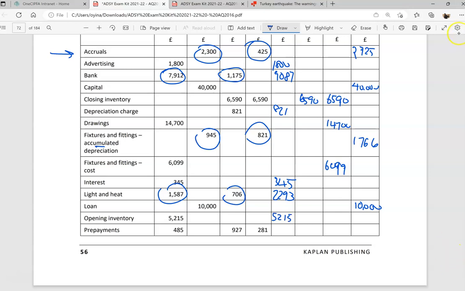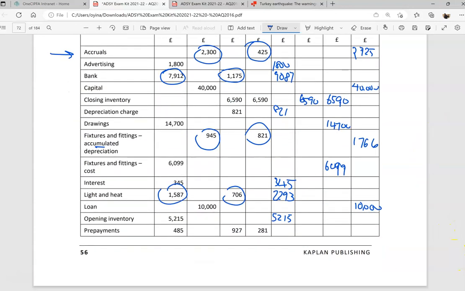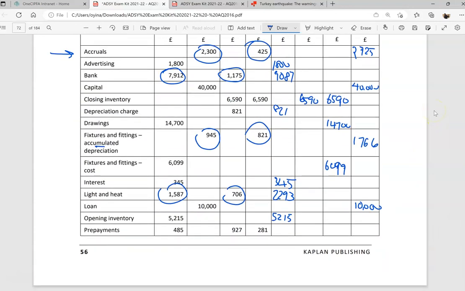So what we have here with prepayments is that we have an opening balance, and then I can see that we have two adjustments. So we have 485 plus, so the 485 plus the 927, take away the 281. So we have a total asset adjustment of 1131. Right, and let's carry on further down.